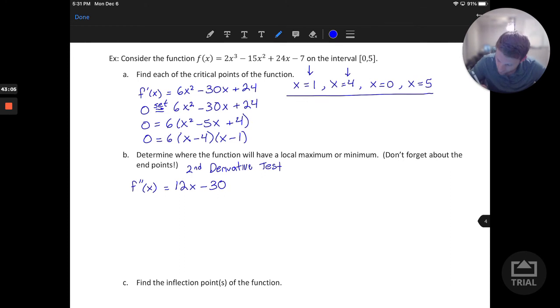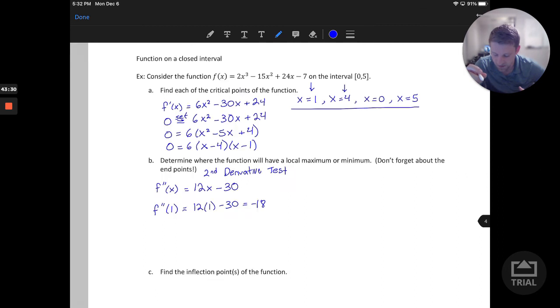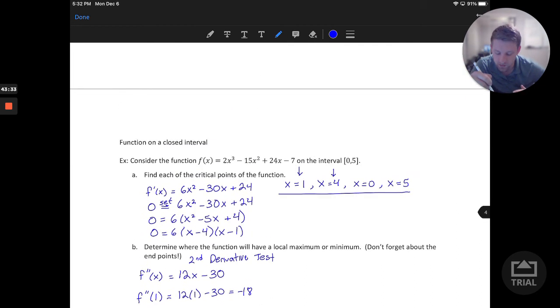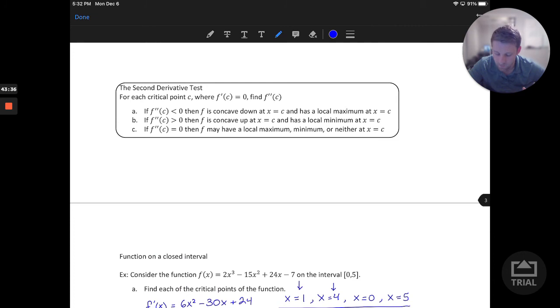So let's consider first f double prime at 1. If we evaluate here, we'll have 12 times 1 minus 30. This gives us -18. This is a negative value out of the second derivative. So let's consider what's happening here. Since 1 is a critical point, it's hopefully a maximum or minimum. And since our second derivative gave us a negative value, we are in the category of a concave down structure, and therefore a local maximum.